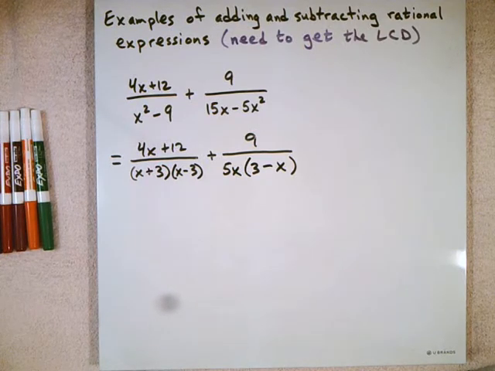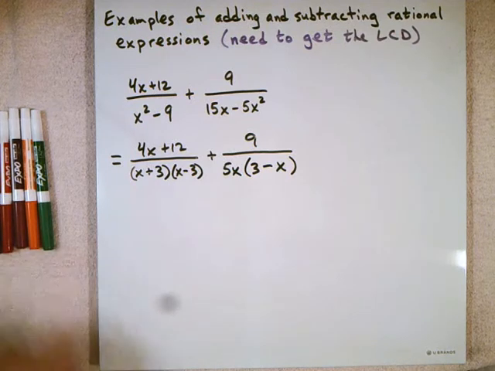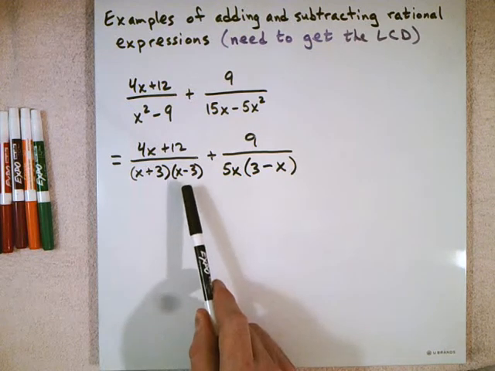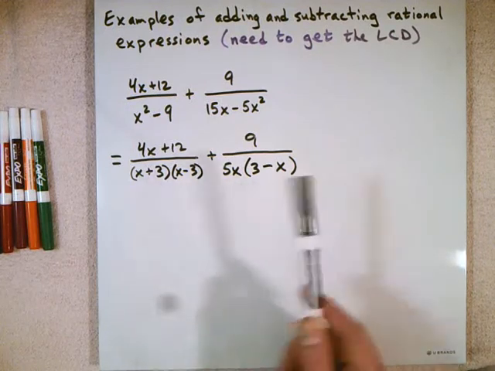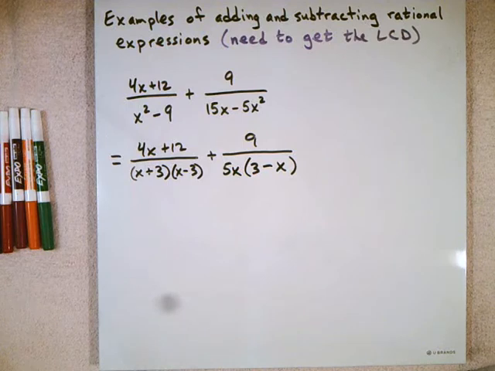Notice there's a connection between these two denominators. In some sense, there's something that ties them together. What is it that ties these two denominators together? The x minus 3 and the 3 minus x. They're related in a sense, like cousins. If we can make them identical, that's definitely going to work to our advantage.